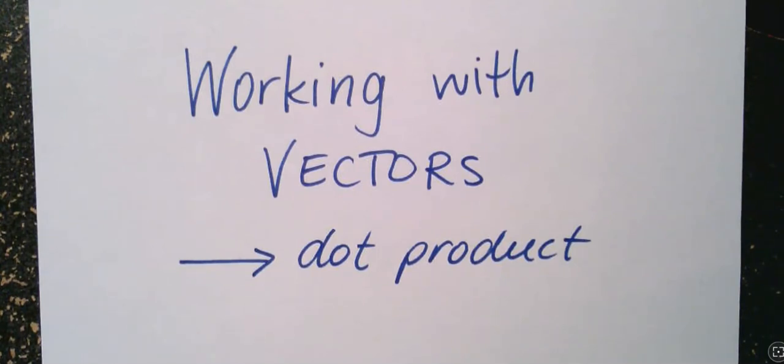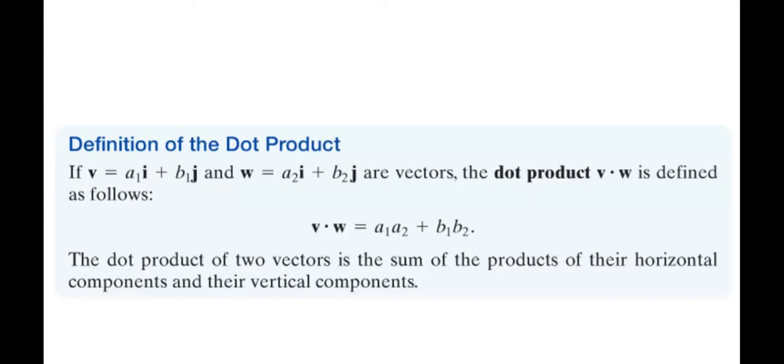So first thing I want to do is just show you what the formula is for a dot product and how that works. So here's that definition of the dot product. It says if V is equal to A sub 1 times I plus B sub 1 times J, and W is A sub 2 times I plus B sub 2 times J, if those are vectors, then the dot product of V and W is defined as follows.